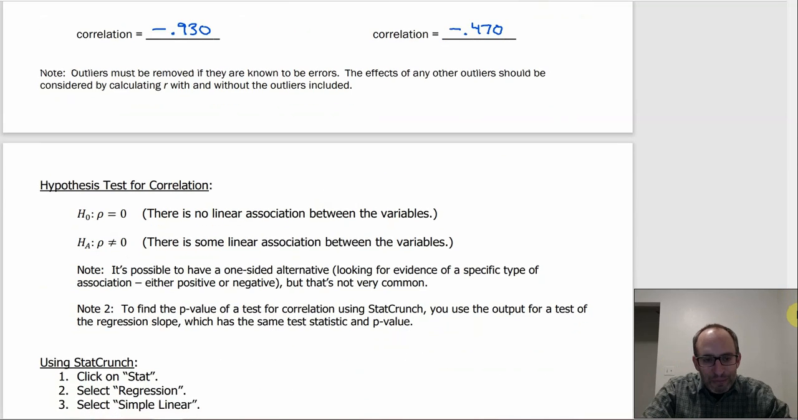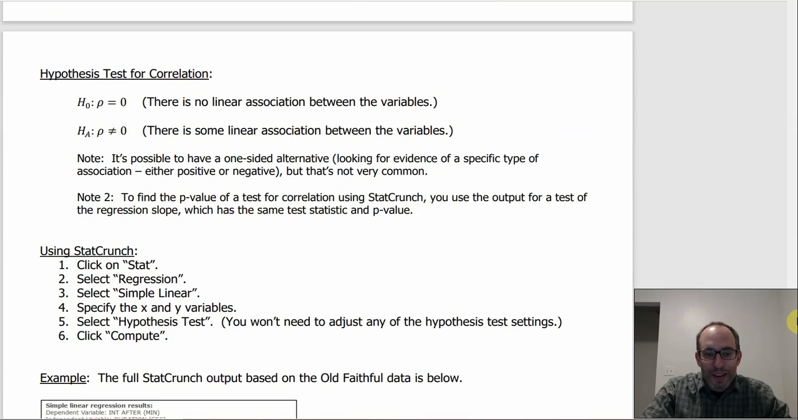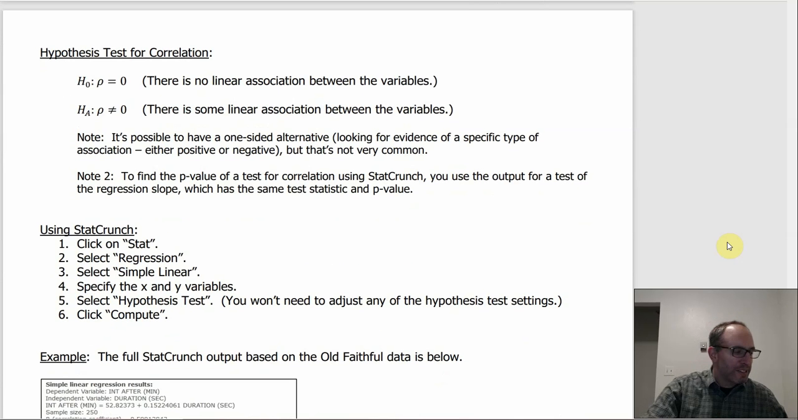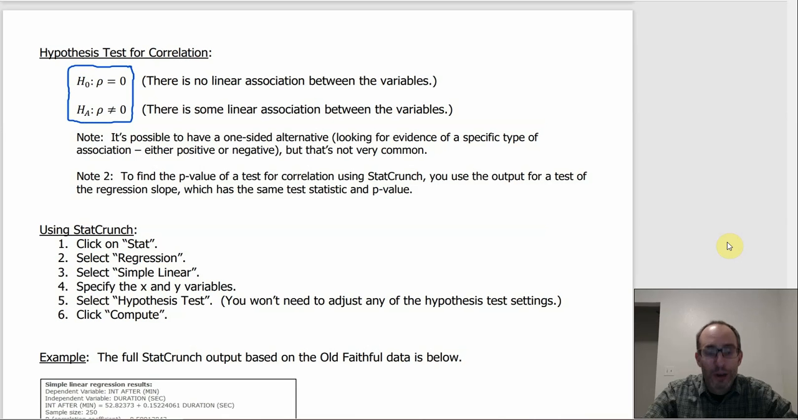But the next thing in here is a test for the correlation. We've had other hypothesis tests, a test for a mean, a test for a proportion. We can have a test for a correlation as well. And this is typically what you have. The null is that the population correlation is equal to 0. It's always these, so I'm drawing a box around them right now.